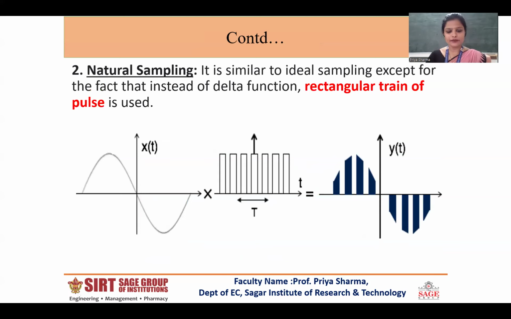Coming to the natural sampling, what is it? The natural sampling is just similar to ideal sampling. The only difference is that instead of using a delta function having a pulse width equal to zero, we use a rectangular train of pulses that contains some width. It is shown here. This is your master signal. This is the carrier signal, where a train of rectangular pulses is used having some width. And this is how we obtain the discrete form of this signal. So natural sampling is also sometimes called chopper sampling.